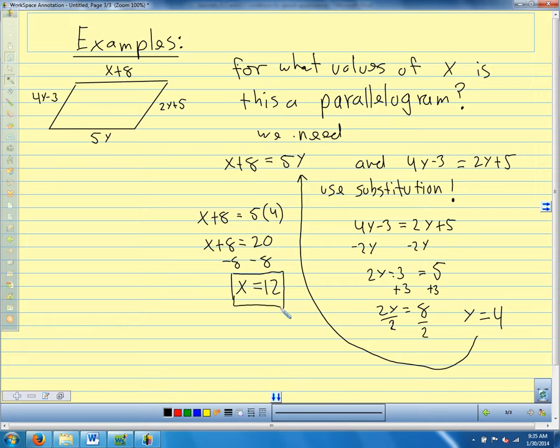So if x equals 12, then this quadrilateral would be a parallelogram, because that would make both pairs of opposite sides congruent. Questions there? That one's kind of nice. All right, let's look at a couple more.